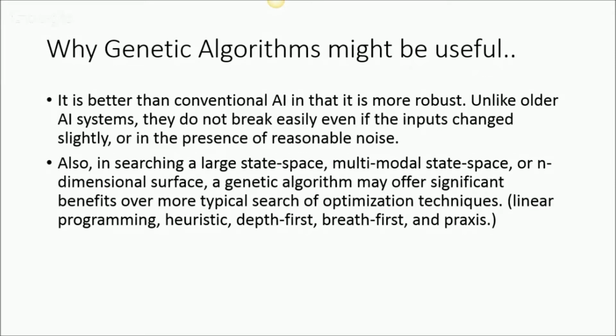It's better than conventional AI. So why would we use genetic algorithms? Why would we consider looking at them, basically? In a lot of AI models and statistical analyses, they're very brittle. If you change any kind of problem encoding or definition of the problem, you have to start again, or you have to really go back to the fundamentals and relook at your problem. But genetic algorithms are a little bit more susceptible to change. They don't break easily, even if the inputs are changed or in the presence of noise.